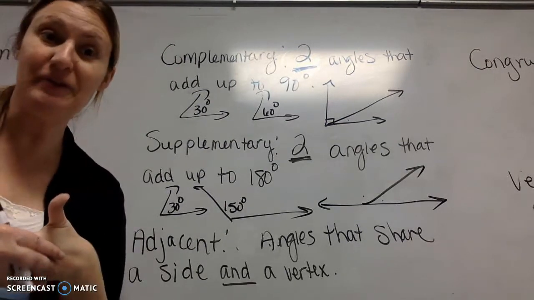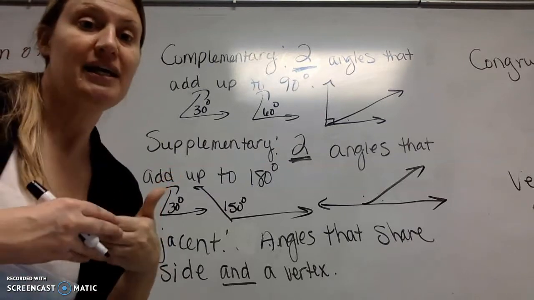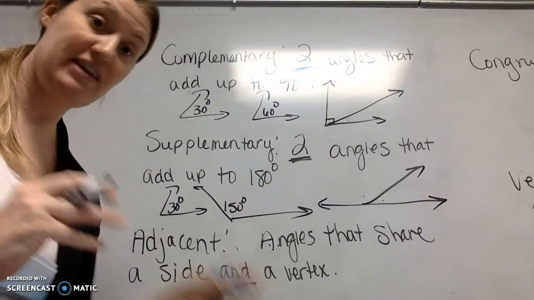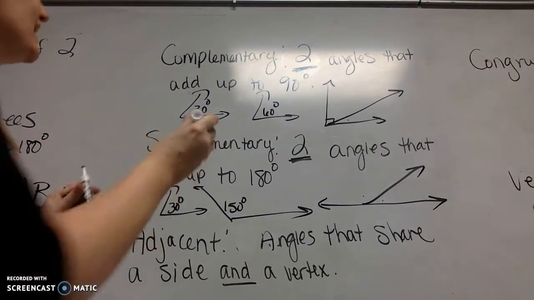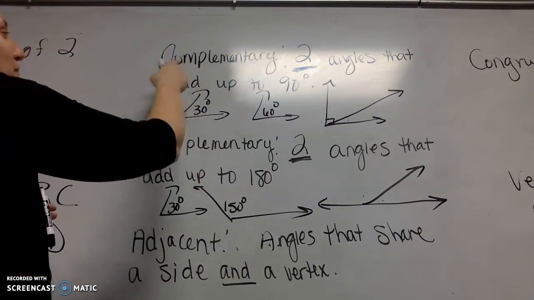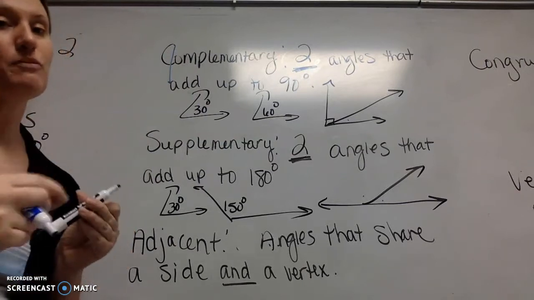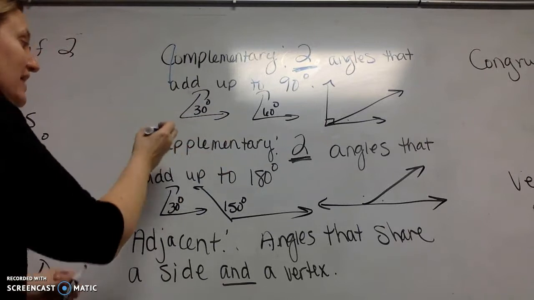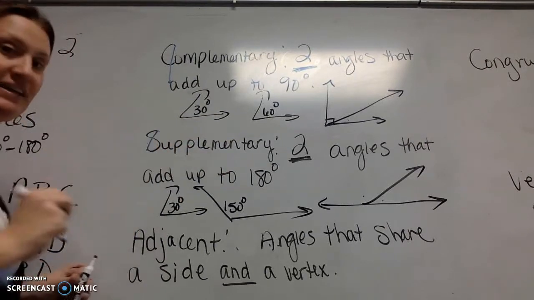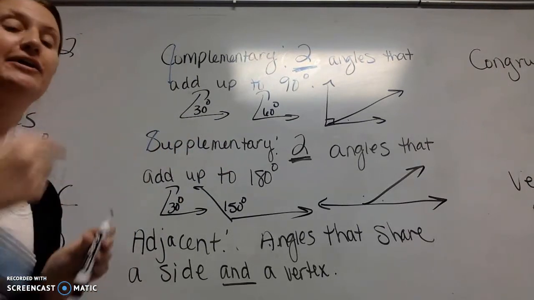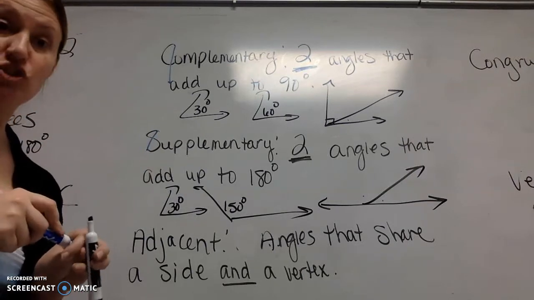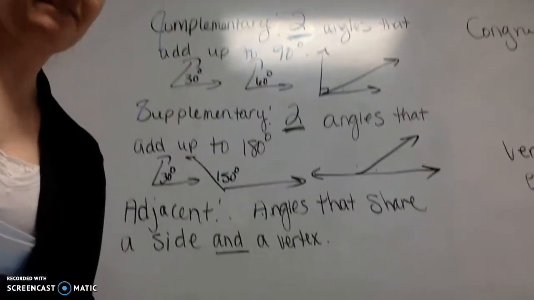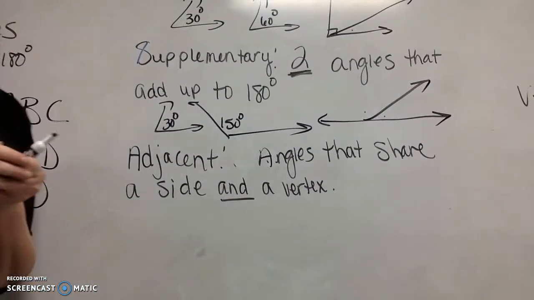What a lot of people trip up on is remembering which one is which. So I have a little trick for you. If you add a line to the C, it becomes 90. That can help you remember that complementary is the one that adds up to 90. And if I add a line to the S, it becomes an 8. That can help you remember that supplementary is the 180. Okay? Next definition, adjacent angles.